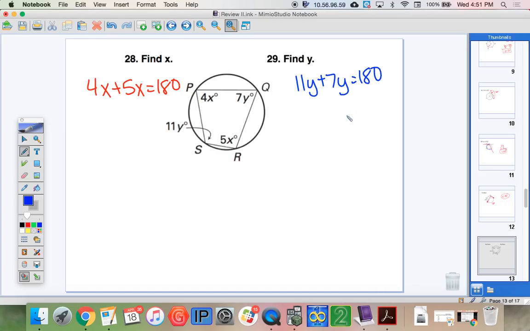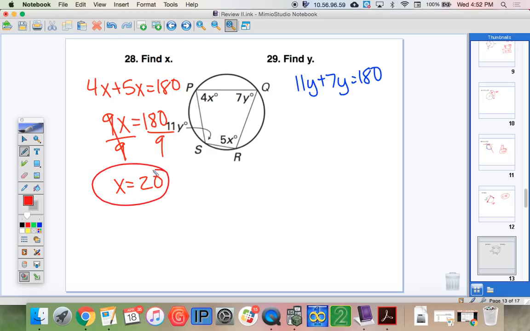Now on the test tomorrow, a lot of people will set them equal, and they'll get crazy decimals, which should be a red flag because usually we don't put crazy decimals. But they can happen. So divide by 9 and x equals 20. Then we have 18y, sorry, equals 180. Divide by 18 and y equals 10.